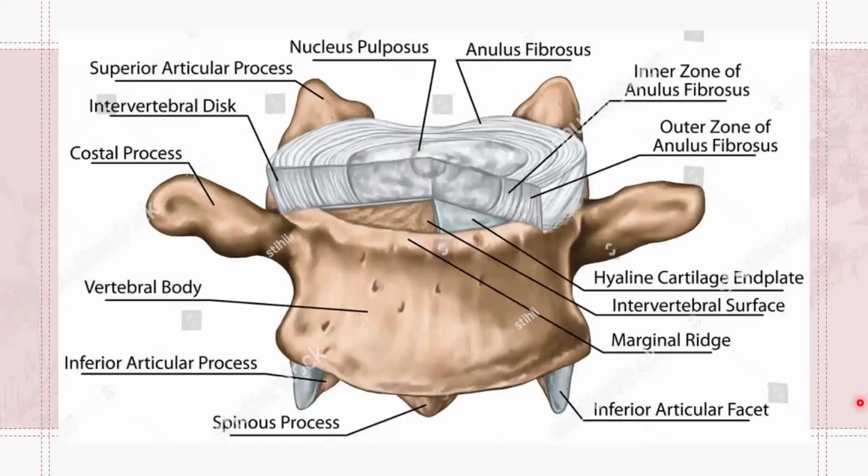This picture summarizes what we discussed earlier, the major components of the disc between the vertebral bodies. This is the centrally located nucleus pulposus, the peripherally located annulus fibrosus with its two zones, the inner and outer zone, and this is the cartilaginous end plate, which is centrally composed of hyaline cartilage and peripherally of fibrous cartilage.